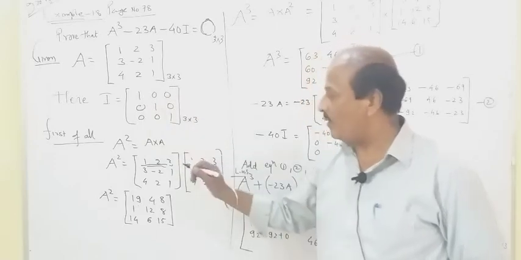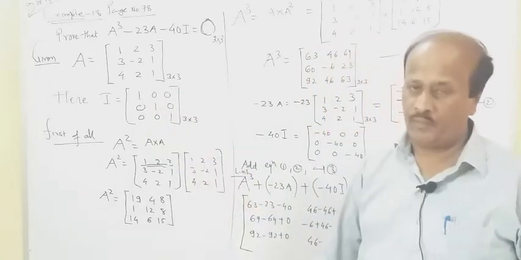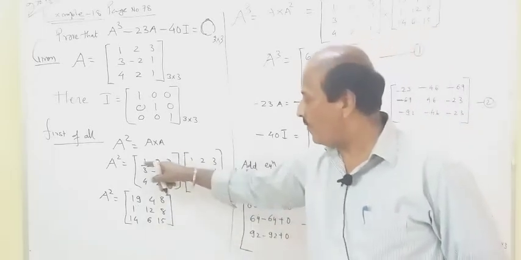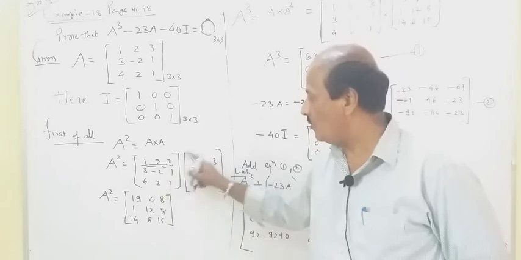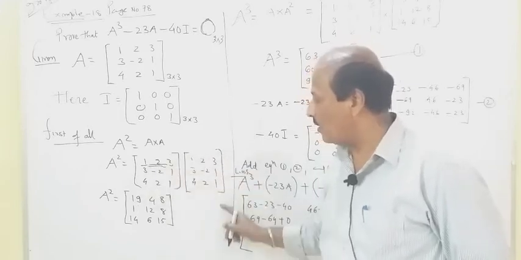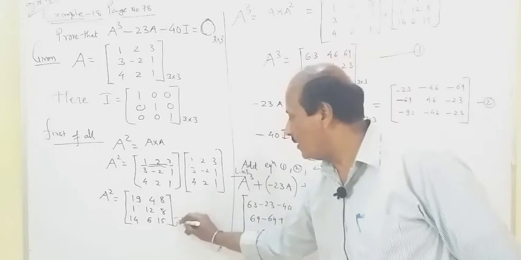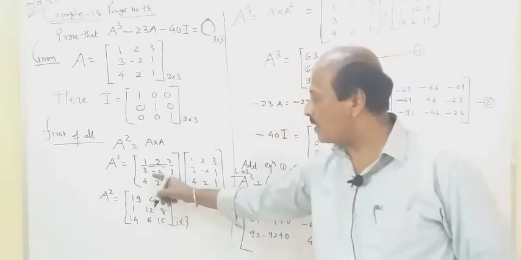But remember, 3 cross 3 you will feel a little bit harder. So first, how do I do it? First row with first column, first row with second column, first row with third column, you will get 3 members. The order of this is also going to be 3 cross 3. Then you go for the second row.